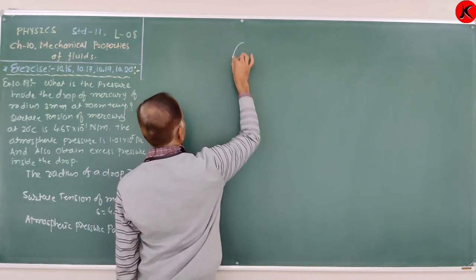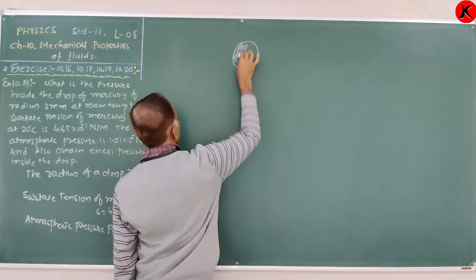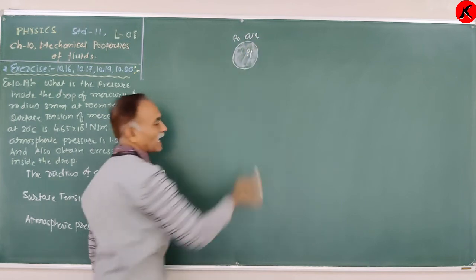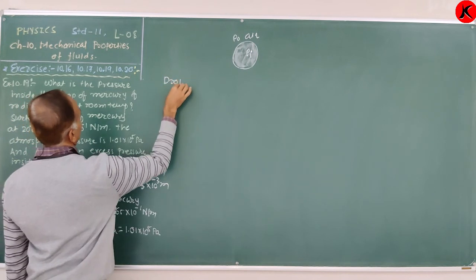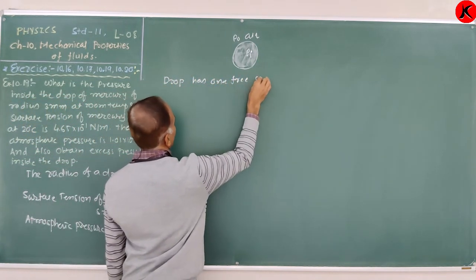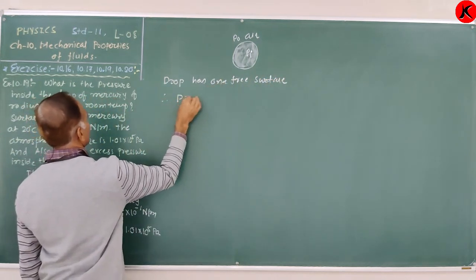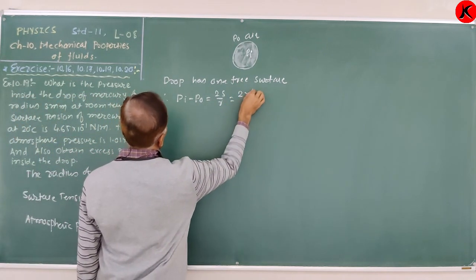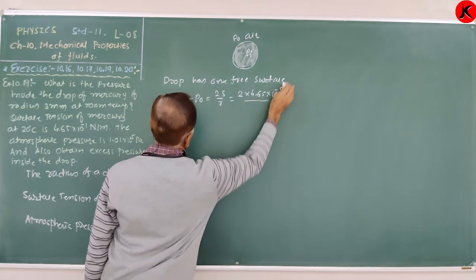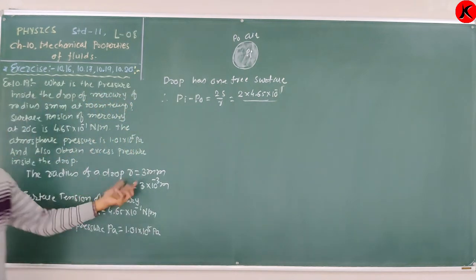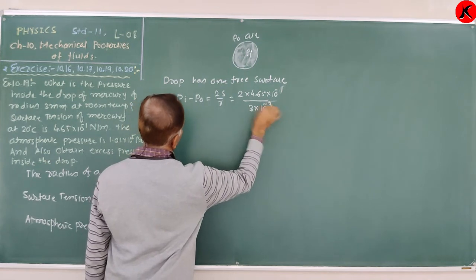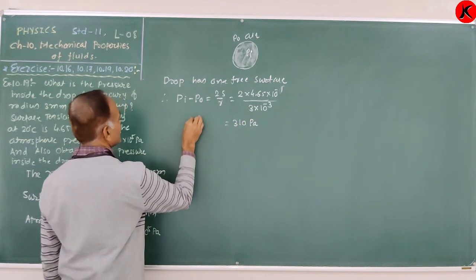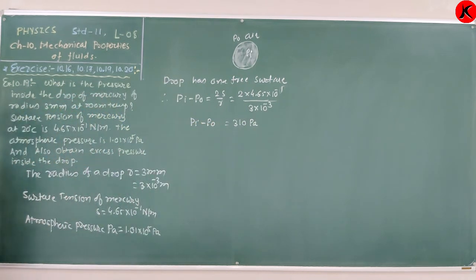Now listen, here the drop of mercury is formed in a medium. So here is the mercury, and here the air medium. So the outside pressure is Po, the inside pressure is Pi. The drop has one free surface. Therefore, the pressure difference Pi minus Po is equal to 2S upon R. Now we substitute the values: 2 times S, which is 4.65 into 10 to the power minus 1, upon the radius of the drop, 3 millimeter, that means 3 into 10 to the power minus 3. Now we simplify it, and we obtain 310 Pascal or Newton per meter. That is the pressure difference in case of a drop of mercury.